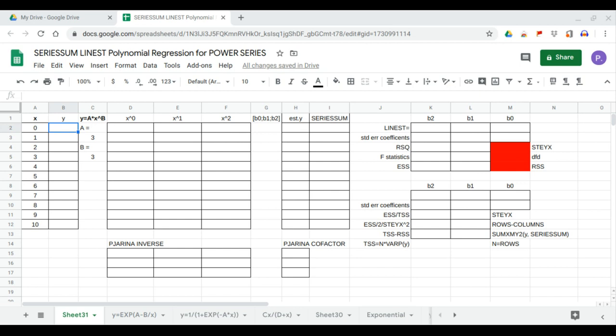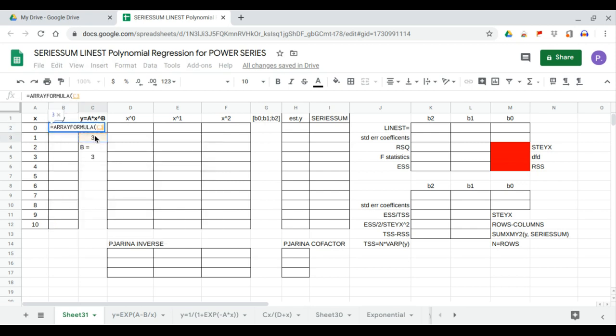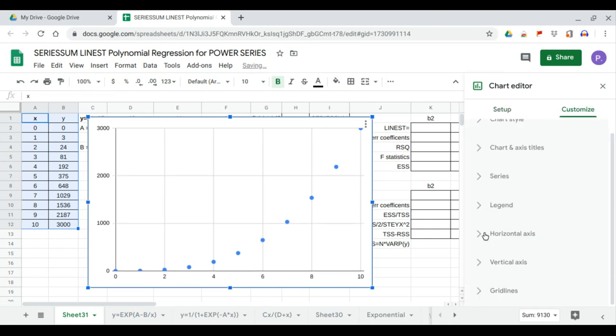Hello, in this video we will use SERIESSUM and LINEST in the polynomial regression of the power series dataset. We'll generate the power series dataset using our formula of A times x to the power B. So here we have y equals A times x to the power B. We'll show that in the chart. That equation will be in the chart using trend line.